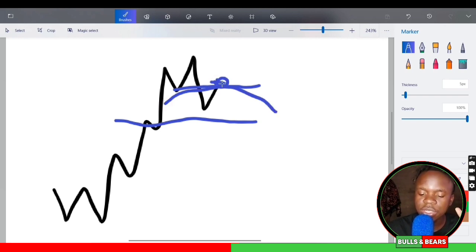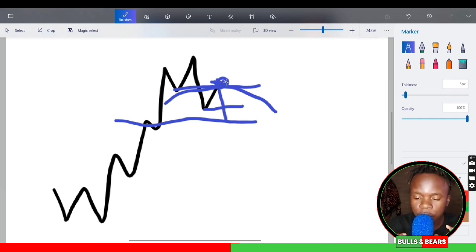So whenever the market tests this point here, it has to go back down to here. So your TP will be around this zone here, right? Then the market will decide whether to go up or to go down. But at this point here, the market is always going to come down to here.